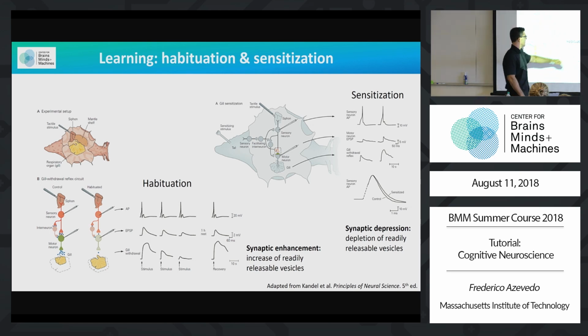So basically there is a synaptic depression, which is basically a depletion of the readily releasable vesicles. So even though the action potential shown here stays the same, the excitatory postsynaptic potential here decreases. And this happens because there is a decrease in the number of vesicles that are released. And the opposite happens for sensitization. You can also increase the amount of vesicles that are released by playing with the current injections.